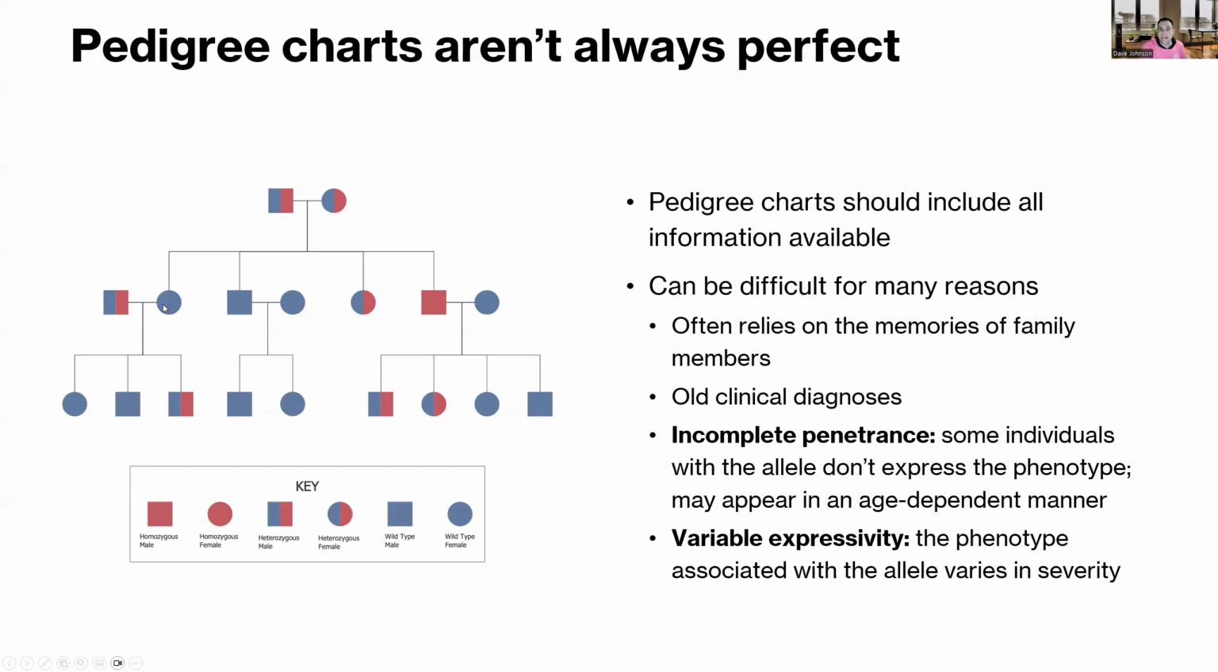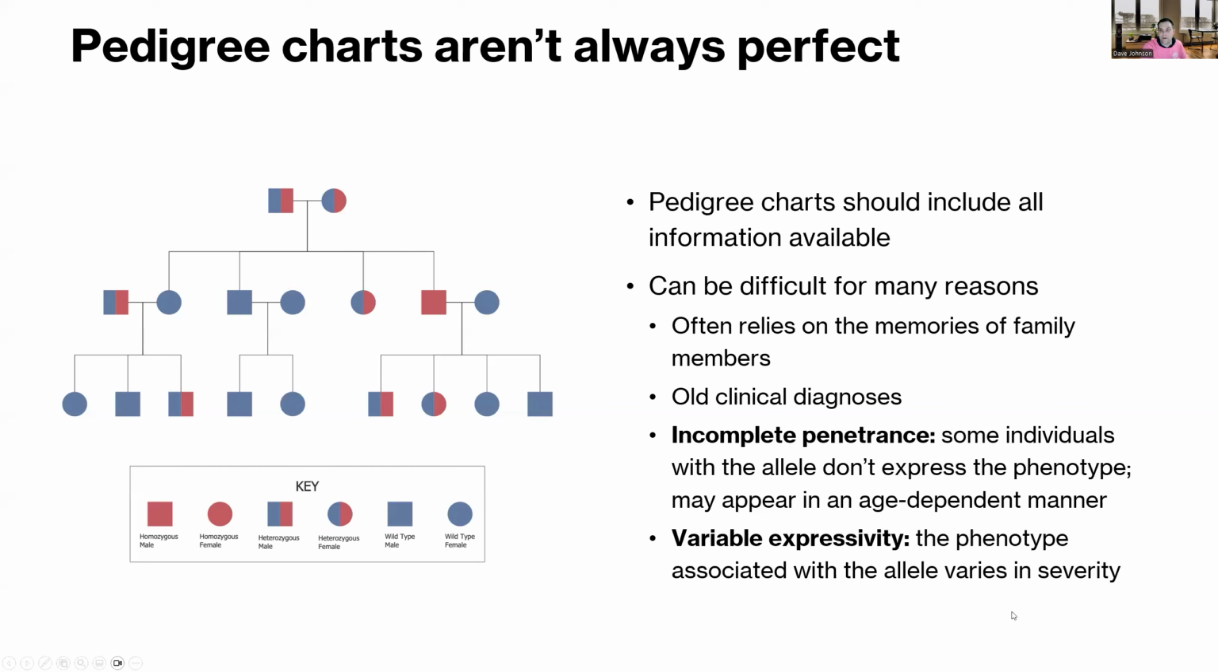Well, what if somebody died in their teens or their 20s of something completely unrelated? Car accident, they died in war, they got cancer, something else, they died young. We would never know if they were going to develop that disease phenotype, so we might not have that information.